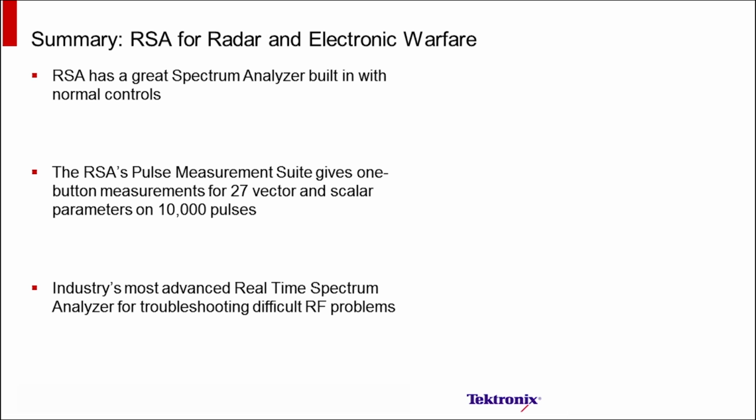So we see that the Tek RSA is a great spectrum analyzer with conventional spectrum analyzer controls. The optional pulse measurement suite gives one-button measurements to show 27 different vector and scalar parameters on up to 10,000 different pulses. Also, the Tek RSA has the industry's most advanced real-time spectrum analyzer features for troubleshooting difficult RF problems.